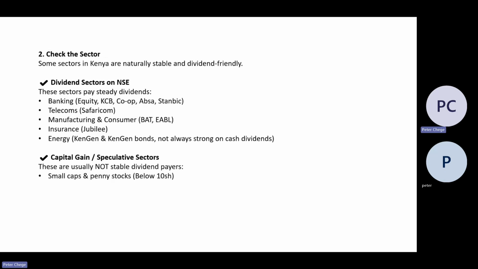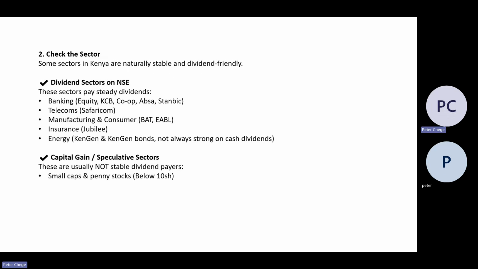Then you check the sector the stock is in, whether that sector is stable and dividend friendly. There are sectors that have been giving good dividend, like banking stocks. It's only HF and a few other finance companies which don't give dividend. Telecoms, Safaricom, is both a dividend stock and a growth stock, because they invest much of their profit for growth, but also give dividend. Then manufacturing, where you have BAT, EABL. Insurance sector, Jubilee, CIC, Britam stopped giving dividend. Maybe they might resume in the near future. And energy, we have KenGen and KPLC.